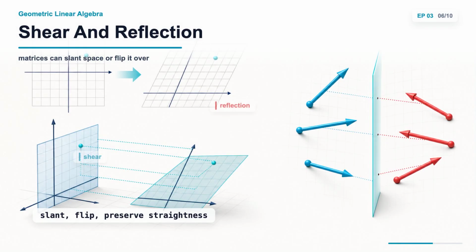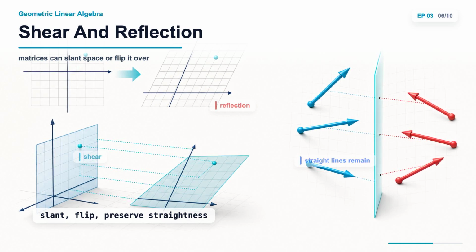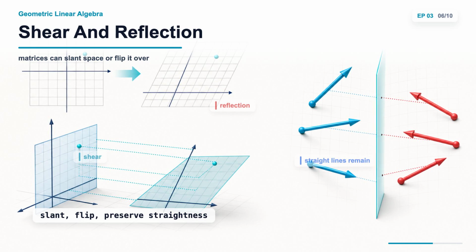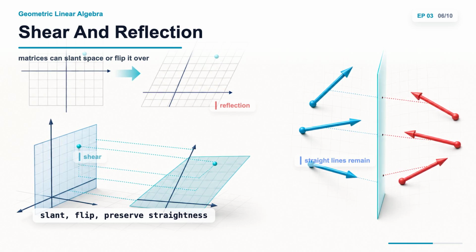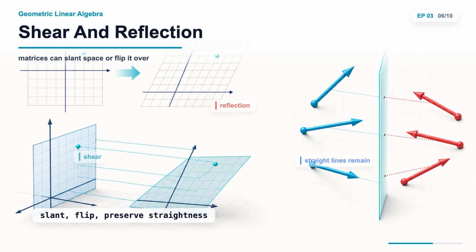A shear pushes the grid sideways while keeping one family of lines fixed. Squares become slanted parallelograms, but the grid is still made of straight, evenly spaced lines. A reflection flips the space across a line or a plane. A vector on the mirror line stays where it is, while other vectors move to the opposite side. These examples are useful because they show how flexible linear transformations are. They can distort shapes strongly, but they still preserve the algebra of vector addition and scaling.